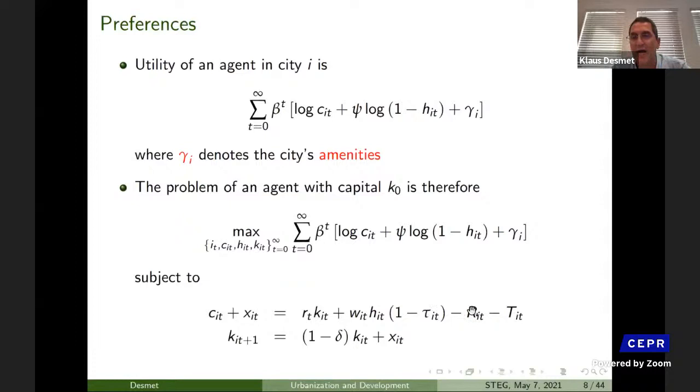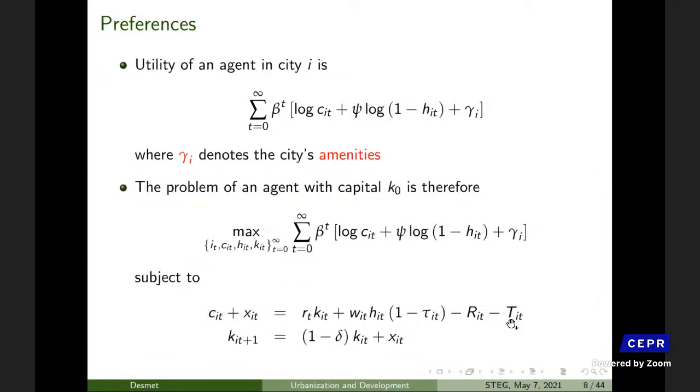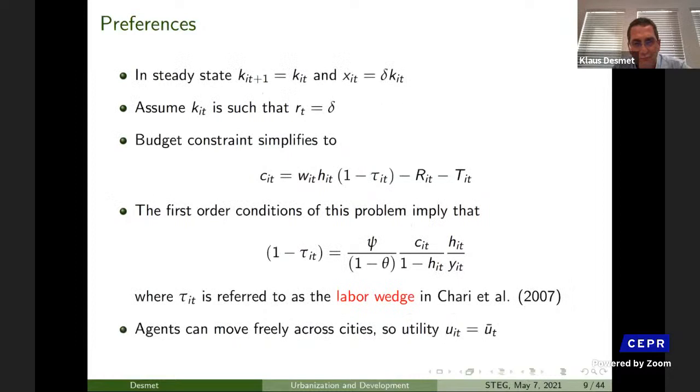R will be referring to the fact that people live on land and they need to pay rent, and then T will refer to commuting. But I will get to that in a second. Okay, so you can solve this utility maximization problem, and you get this first order condition, right, which obviously will depend on this tax tau. And so this tax tau will distort your optimal decision of how much you want to work, right? Because it's a tax on labor.